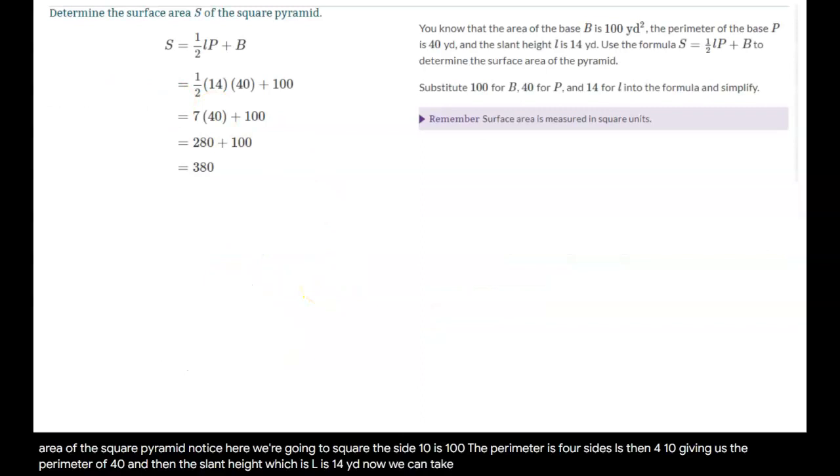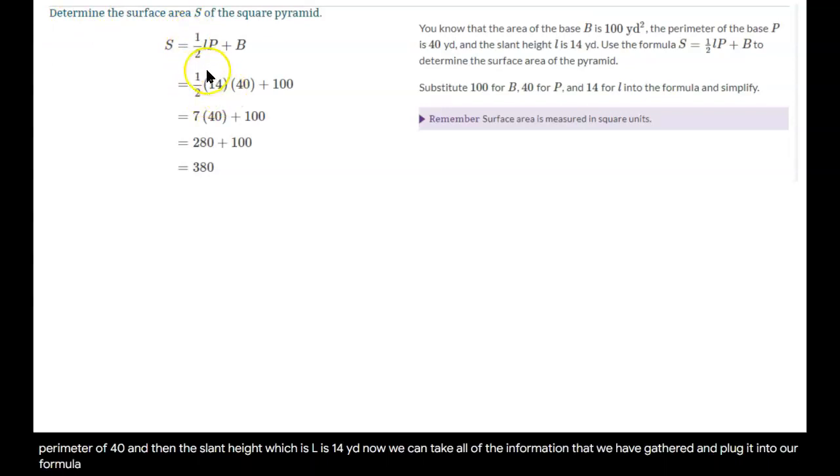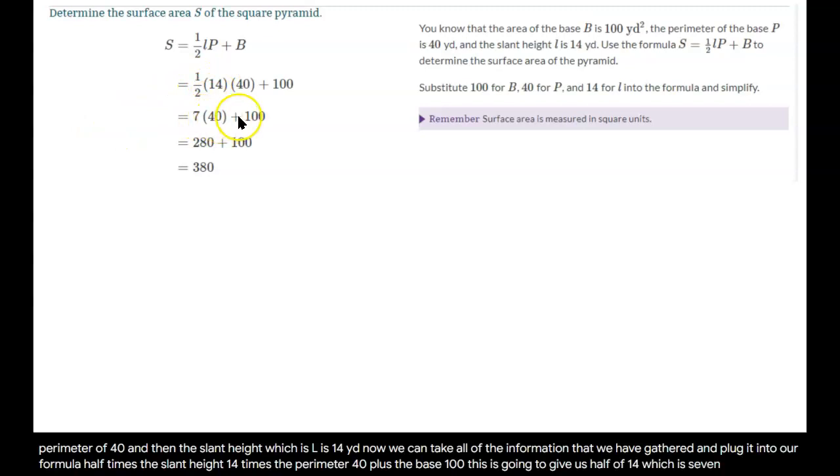Now we can take all of the information that we have gathered and plug it into our formula. Half times the slant height, 14, times the perimeter, 40, plus the base, 100. This is going to give us half of 14, which is 7, times 40 plus 100, which is 380.